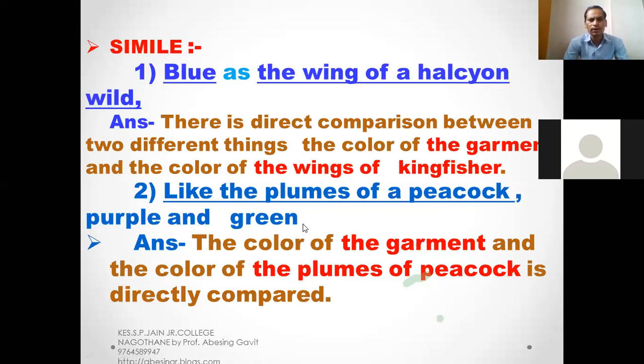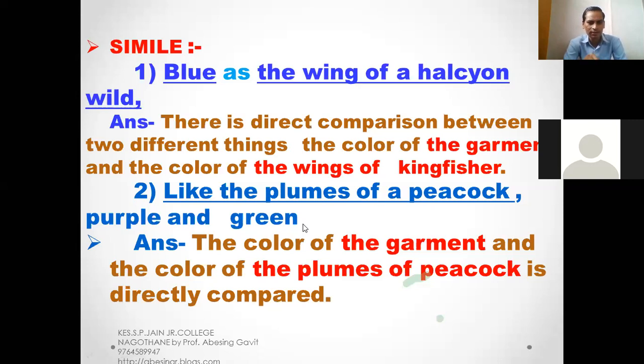But here at least one point must be common. In this, some one point must be common. Now see the example: Blue as the wing of a Halcyon wild. Blue as the wing of Halcyon wild.